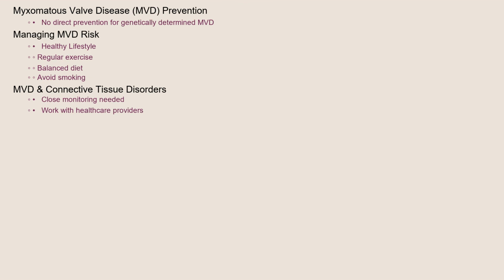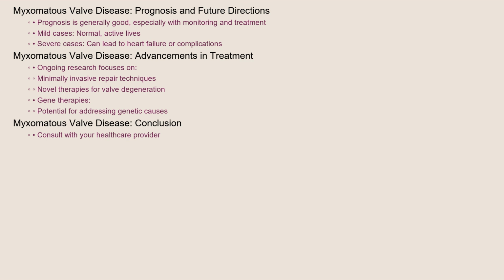Unfortunately, there are no specific ways to directly prevent myxomatous valve disease, especially when it's genetically determined. However, maintaining a healthy lifestyle, including regular exercise, a balanced diet, and avoiding smoking, can help minimize the risk of developing related complications like heart failure. Individuals with known connective tissue disorders should work closely with their healthcare providers to manage their condition and monitor for any cardiac involvement.